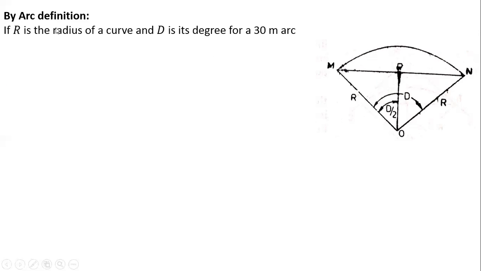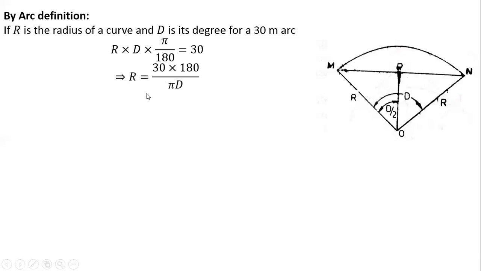Now, considering the arc definition, suppose R is the radius of the curve and D is its degree, the angle subtending at the center for a 30-meter arc. Suppose this is my 30 meter from here to here. R into D, multiplied by pi by 180 to convert it into radians because it is a circular angle, is equal, according to the arc definition, to 30 meter.